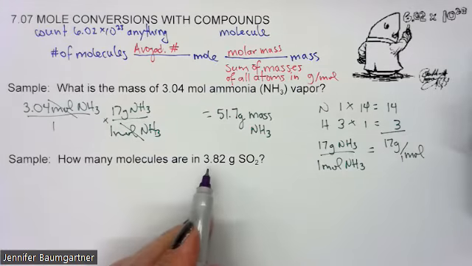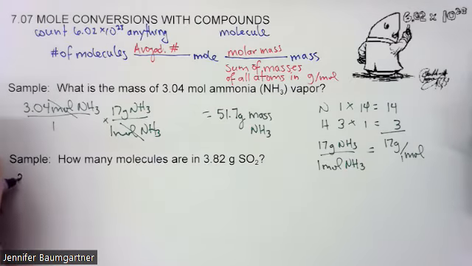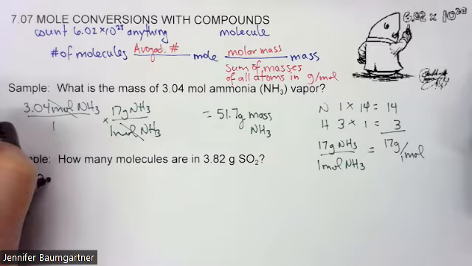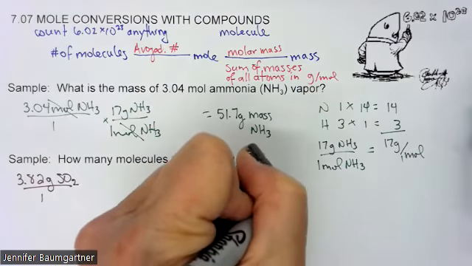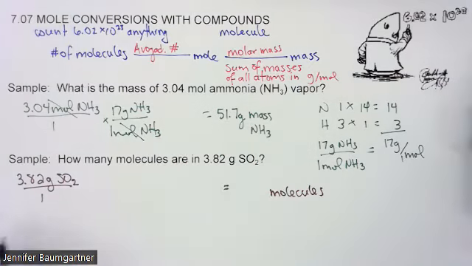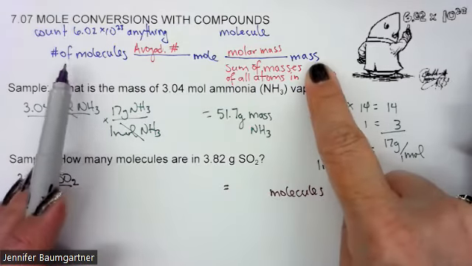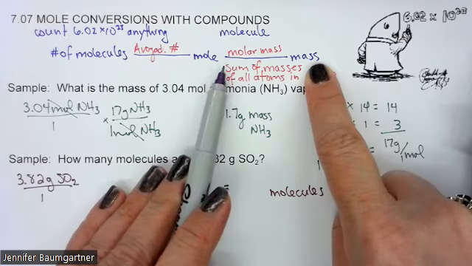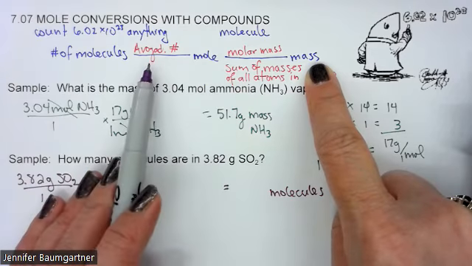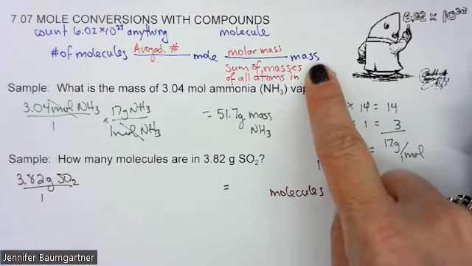All right, what if I want to go from molecules to mass, or mass to molecules? I've got 3.82 grams of sulfur dioxide. It's over 1, and I want to go to molecules. So I'm framing up my problem. All right, let's look at our diagram. I'm starting at mass, but I'm going to molecules. How many conversion factors am I going to need? I'm going to need 2. First one I need is molar mass, and the second one I want is Avogadro's number.